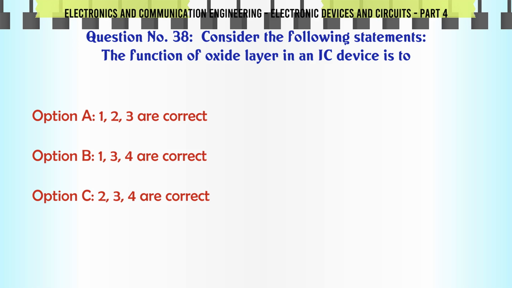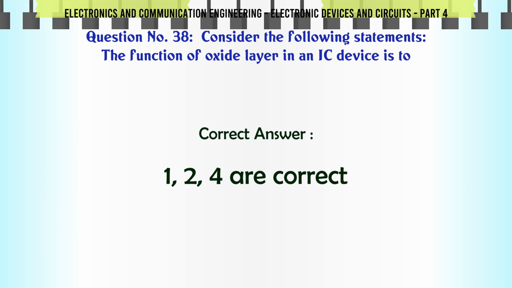Consider the following statements. The function of oxide layer in an IC device is to: A, 1, 2, 3 are correct, B, 1, 3, 4 are correct, C, 2, 3, 4 are correct, D, 1, 2, 4 are correct. The correct answer is 1, 2, 4 are correct.